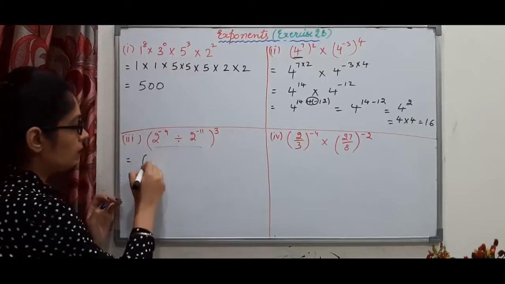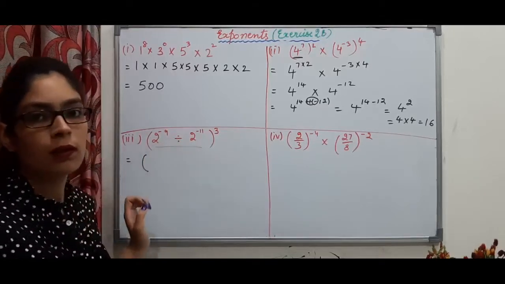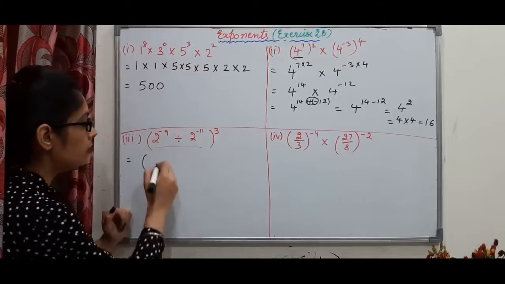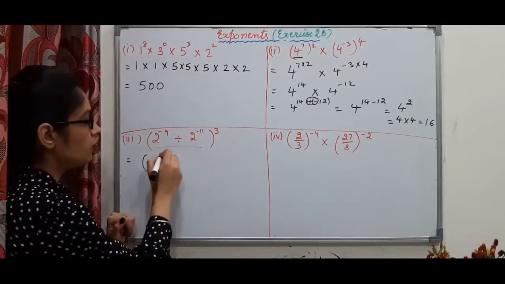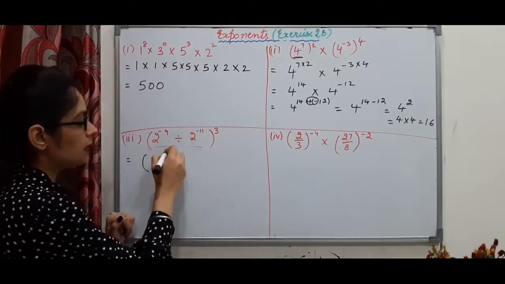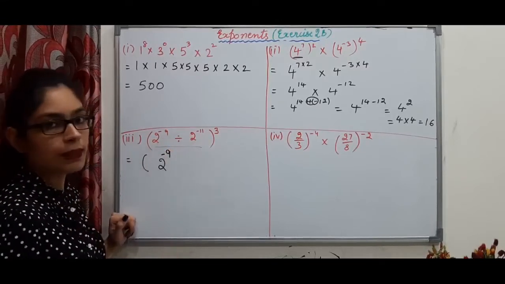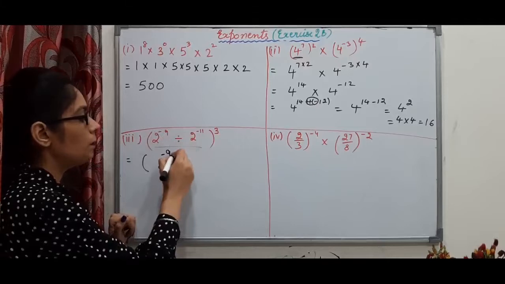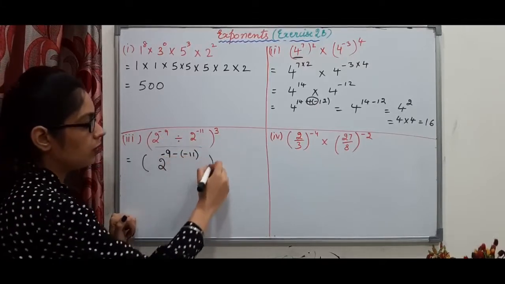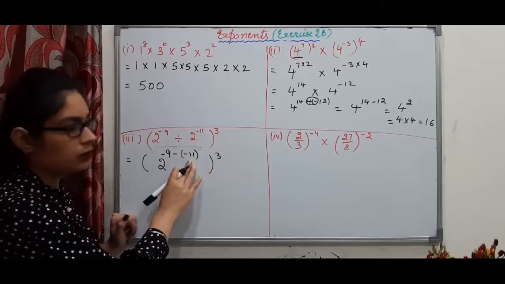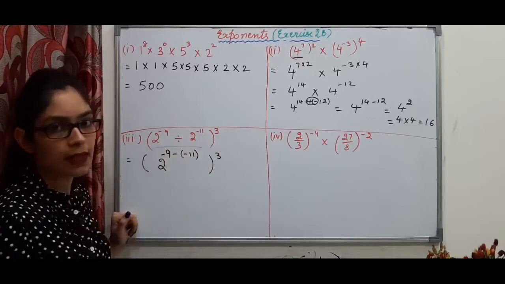So let's solve. The 2 bases are the same and they are getting divided, so we can apply the quotient rule. In the quotient rule, if the bases are the same and they are getting divided, we subtract the powers. So minus 9 minus of minus 11. Don't change the numbers, and don't directly write minus 9 minus 11.